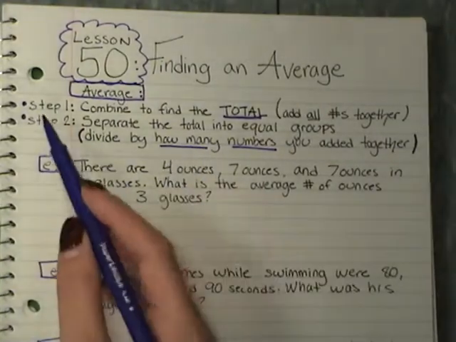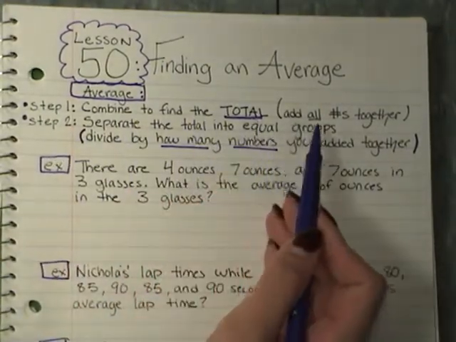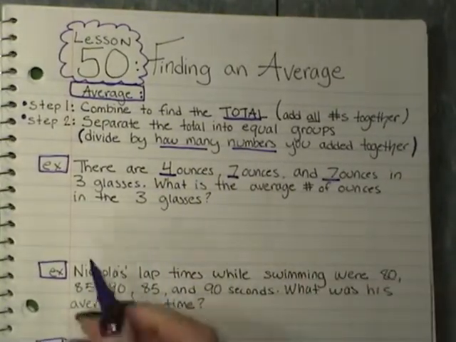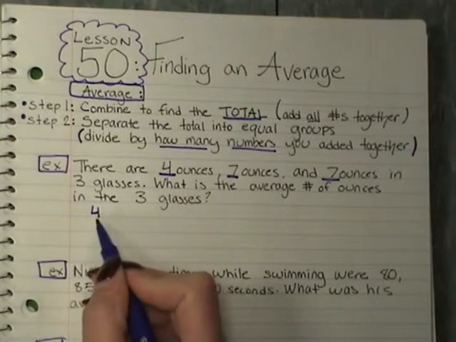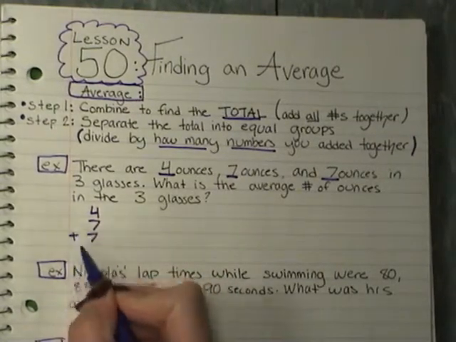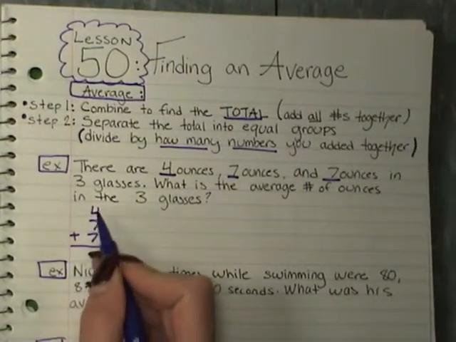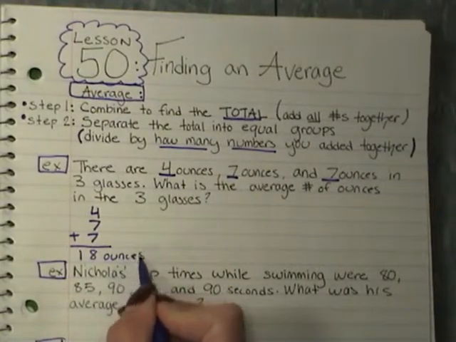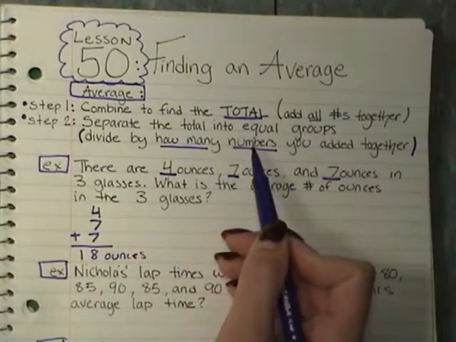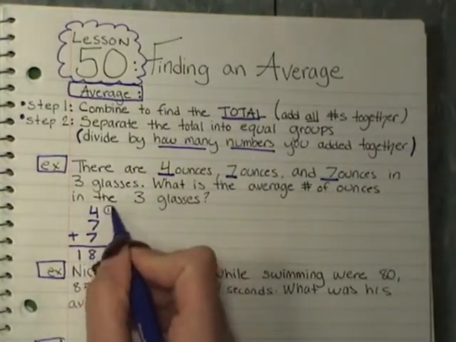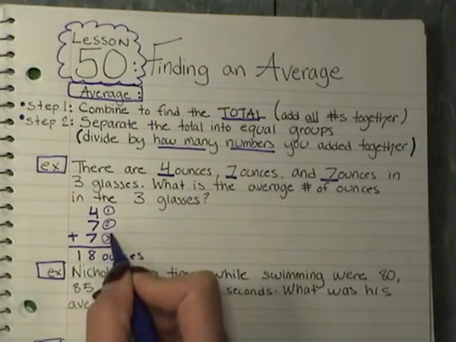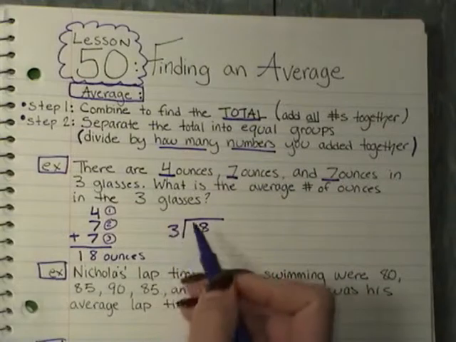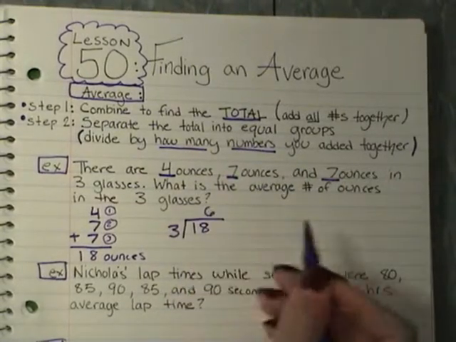Okay, so step 1 says combine to find the total, or add all the numbers together. So I have 4 ounces, 7 ounces, and 7 ounces. So I have to add 4, 7, and 7 together. 7 plus 7 is 14, plus 4, 18 ounces. Now I divide by how many numbers I added together. I added 1, I added 2, and I added 3. So now I take 18 and I divide by how many numbers I added, which is 3, and this should be a quick division problem.